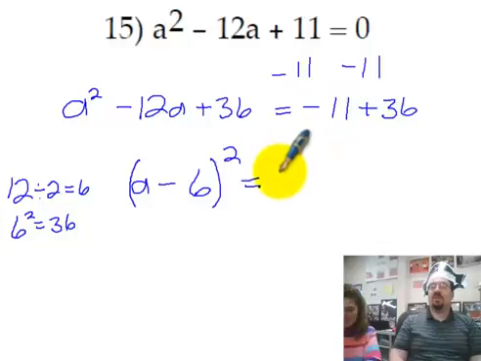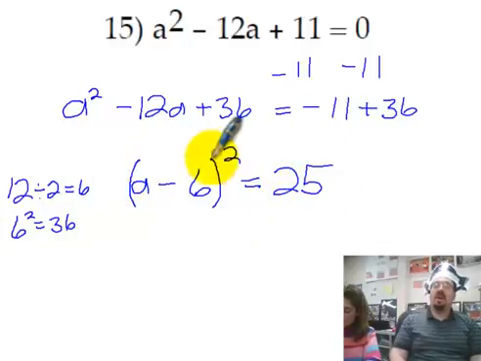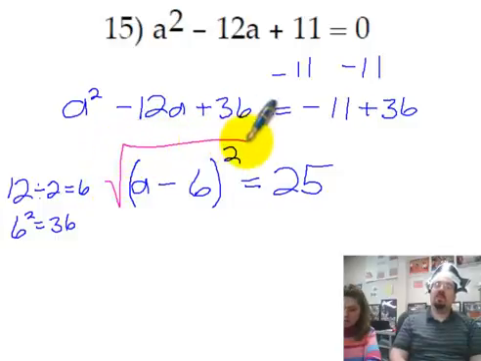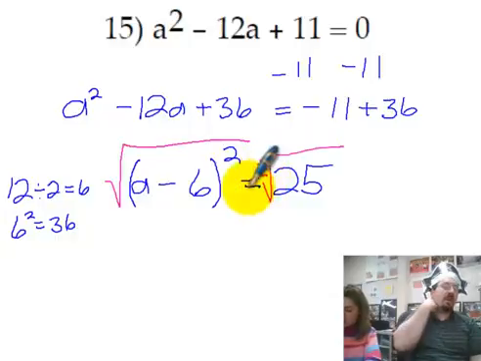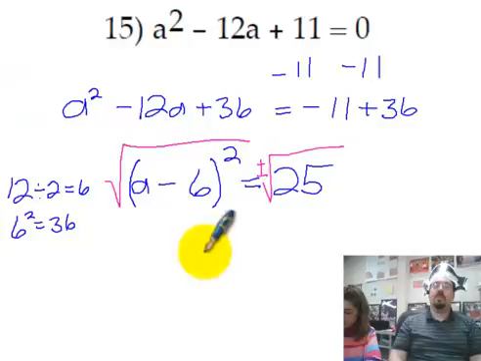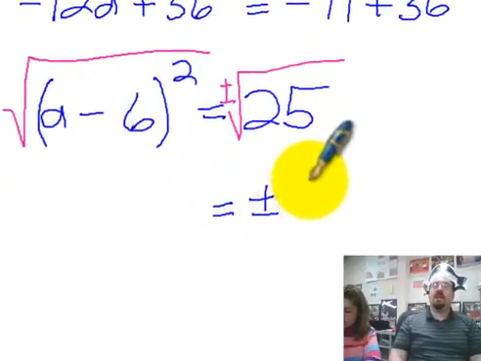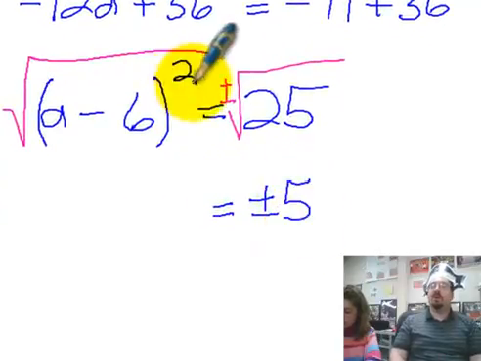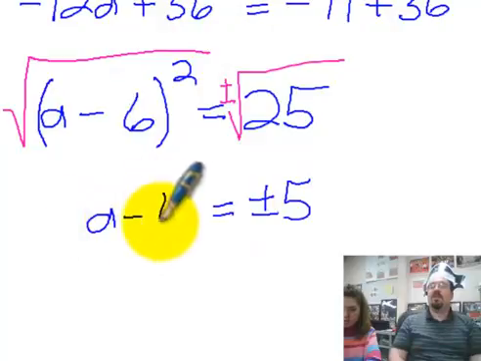Negative 11 plus 36 is 25. Okay. And now I have a square here, and this is a perfect square, so that makes it nice too. So I'm going to square root both sides. Square root it, yep. And so I get plus or minus on the right. And then on the left, the squared and the square root cancel. I just have a minus 6.